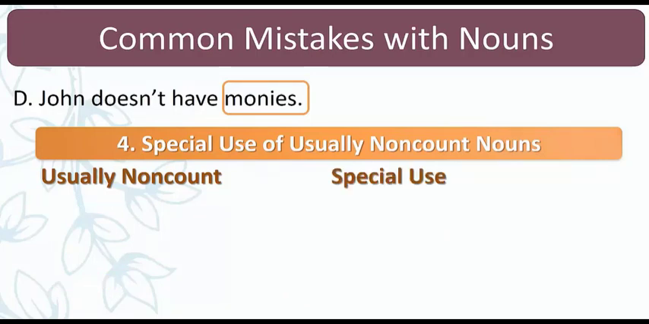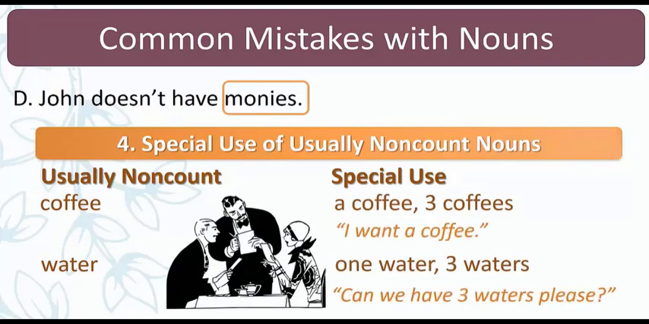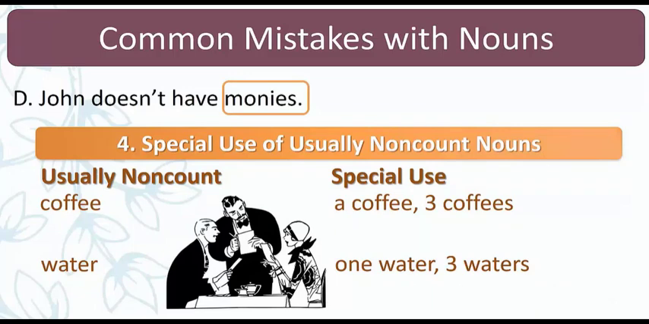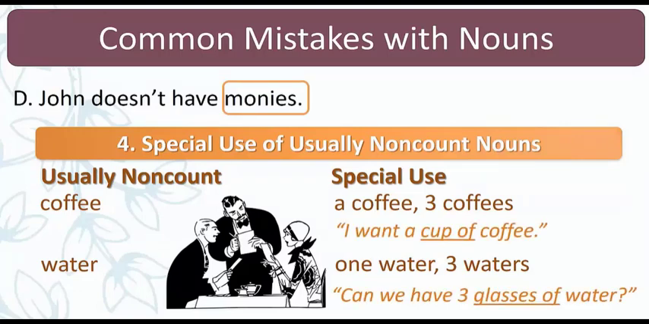Some other normally non-count nouns might be heard in the plural in conversations. For example, coffee and water. You might hear, "I want a coffee," or "Can we have 3 waters, please?" especially in restaurants when people are ordering. But what the speaker really means is, "I want a cup of coffee, and can we have 3 glasses of water?" In formal situations, and especially in writing, it is best to include cup of or glasses of, and use these words as non-count nouns.